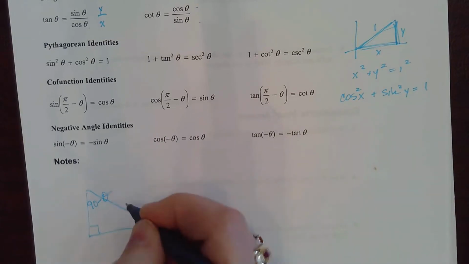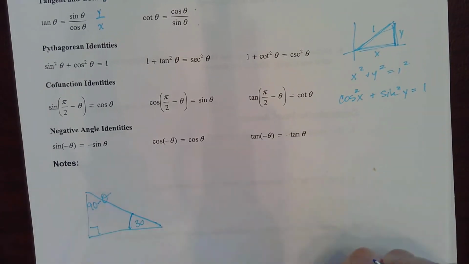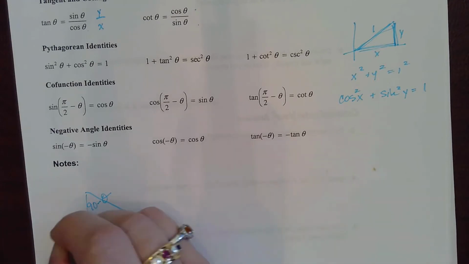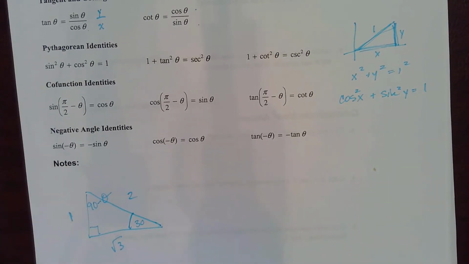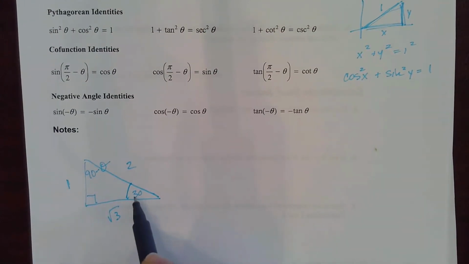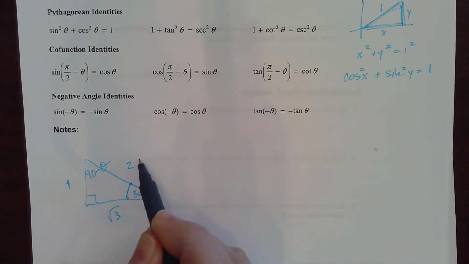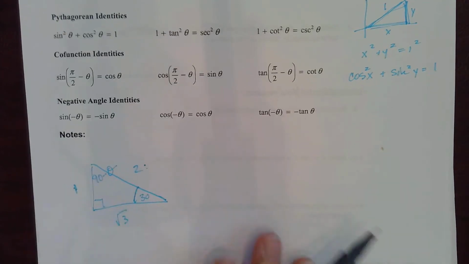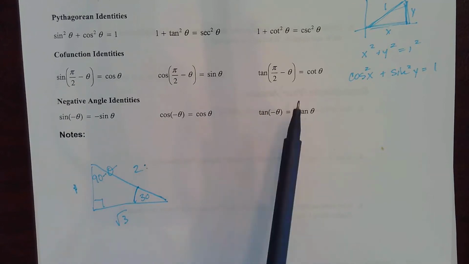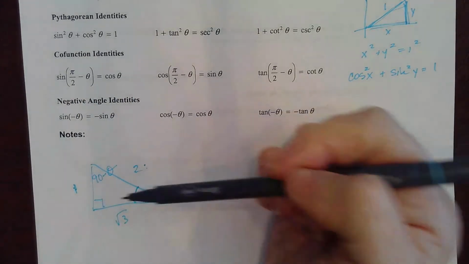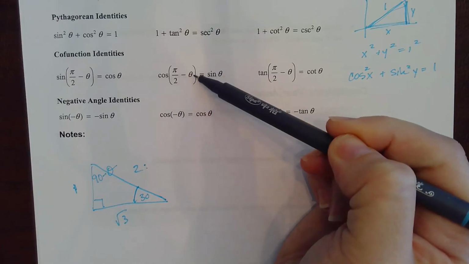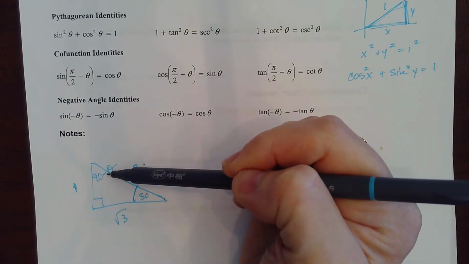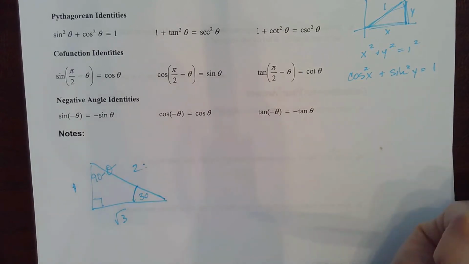So what they're saying is the sine of 30 degrees. So if, let's say this is 1, this would be 2, this would be root 3. Okay, kind of our special right triangle. So the sine of 30 degrees is opposite over hypotenuse, or 1 over 2. Well, what they're saying here is the sine of 30 degrees is the same thing as cosine of 90 minus 30. In other words, cosine of 60 degrees, which would be adjacent over hypotenuse.